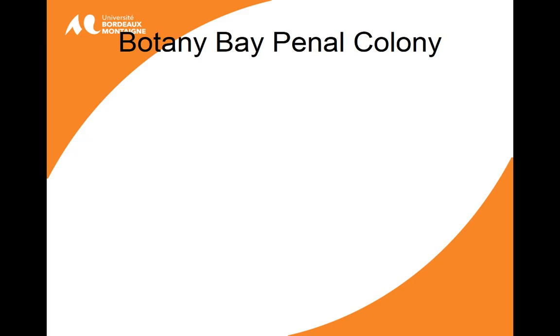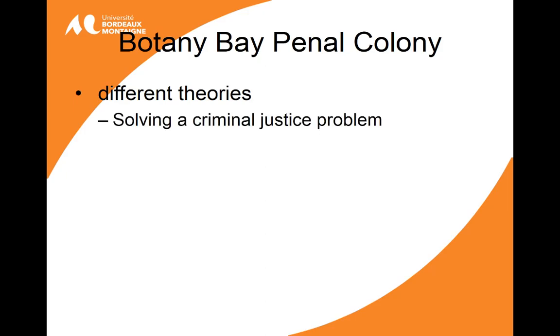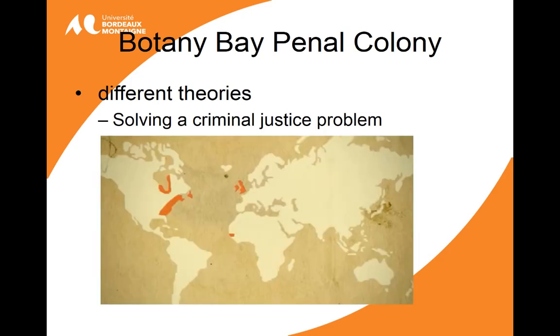Right, so with this positive report on Botany Bay, the British government decided to create a penal colony, a prison. There are different theories about this choice. The first theory is that the goal was to solve a criminal justice system problem. Before the independence of the United States, Britain would send its convicts to the American colonies. But they had gained their independence and they had nowhere to send their convicts.